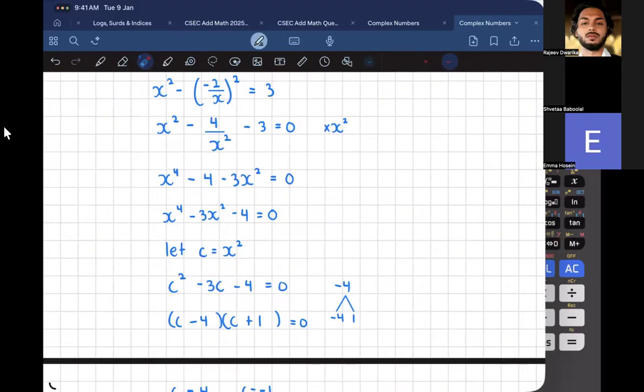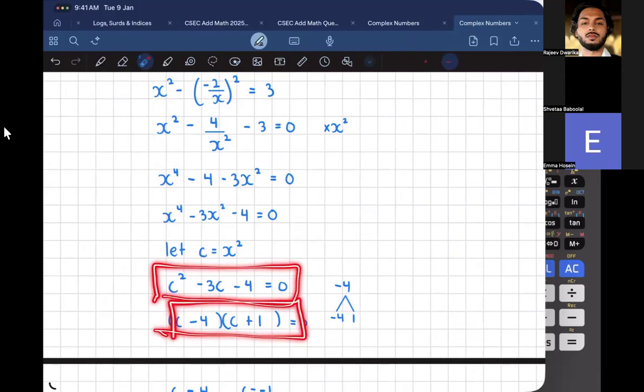We realized that we had something to the power of 4, and we had something to the power of 2. So what we could have done was a substitution and said C, any letter other than A, B, X, I, or Y, would be equal to x squared. Do you understand why we can't use those letters? Because they're already in use, right? So you say C is equal to x squared. And if that's the case, you make your quadratic equation, and you solve, right?